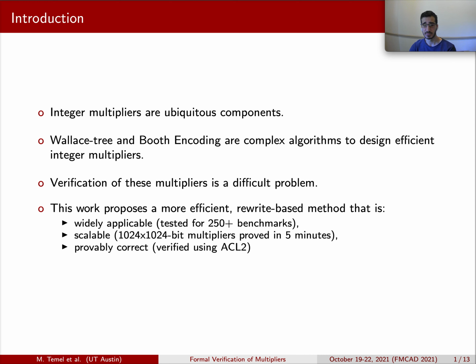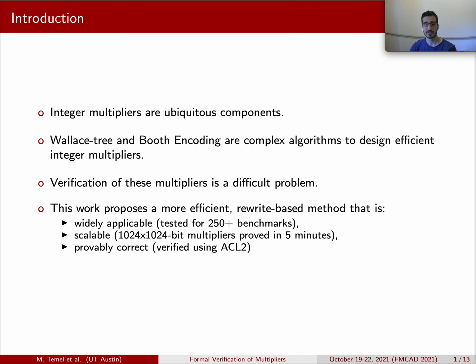Our work is based on a simple term rewriting algorithm, and it is tested with more than 250 RTL designs, including isolated multipliers, multiply accumulate, dot product modules, designs with truncated, right-shifted, rounded, or saturated outputs. Our experiments have shown that our method is very fast and can verify 1000 by 1000 bit multipliers under 5 minutes, which is orders of magnitude faster than the other state-of-the-art tools.